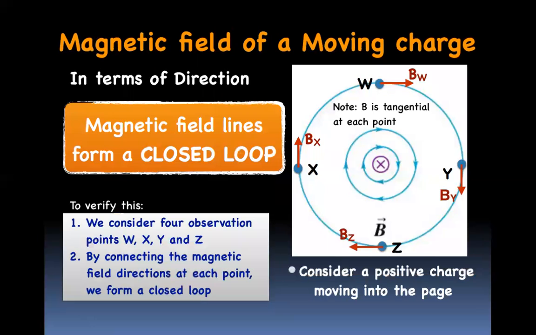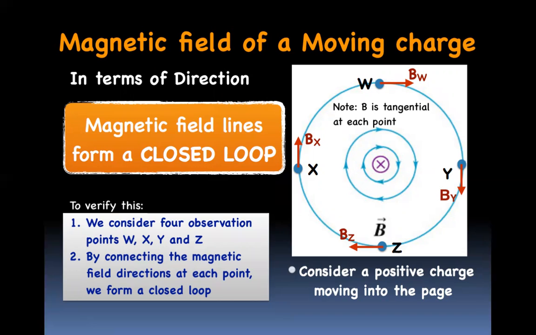Magnetic field lines form a closed loop. To verify that, we can consider four different observation points labeled W, X, Y, and Z, and obtain the magnetic field produced by this charge moving into the page on these four observation points.